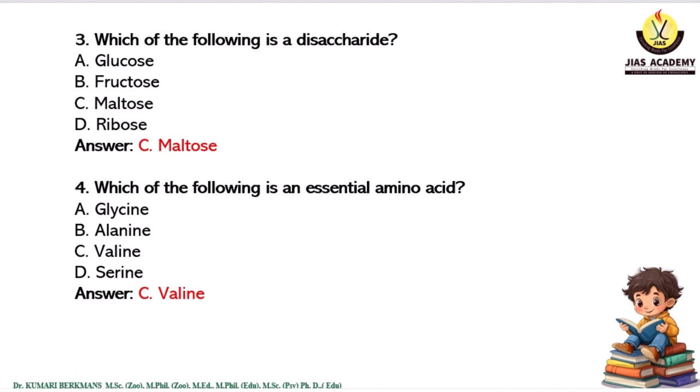Number 3. Which of the following is a disaccharide? Answer quickly. 18 members have answered. It is maltose. Which of the following is an essential amino acid? Glycine, alanine, valine, serine. Which one? Very good. Nearly 10 members have answered. It is valine. Valine is the essential amino acid. All of you make a note.